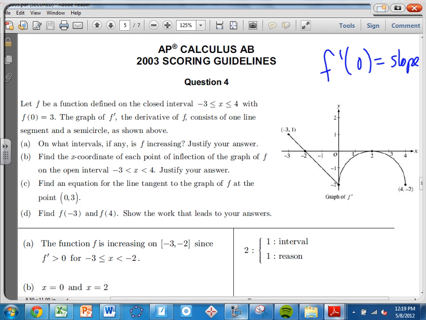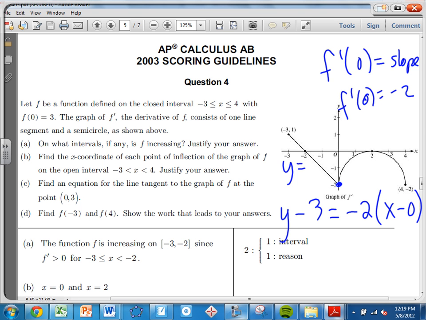What's f prime of 0? What is this location? Negative 2. So f prime of 0 is really just negative 2. So the slope of the line is negative 2. So you're done. y minus y1 equals m times x minus x1. Or simply y equals negative 2x plus b, plug in 0, 3 to find b.